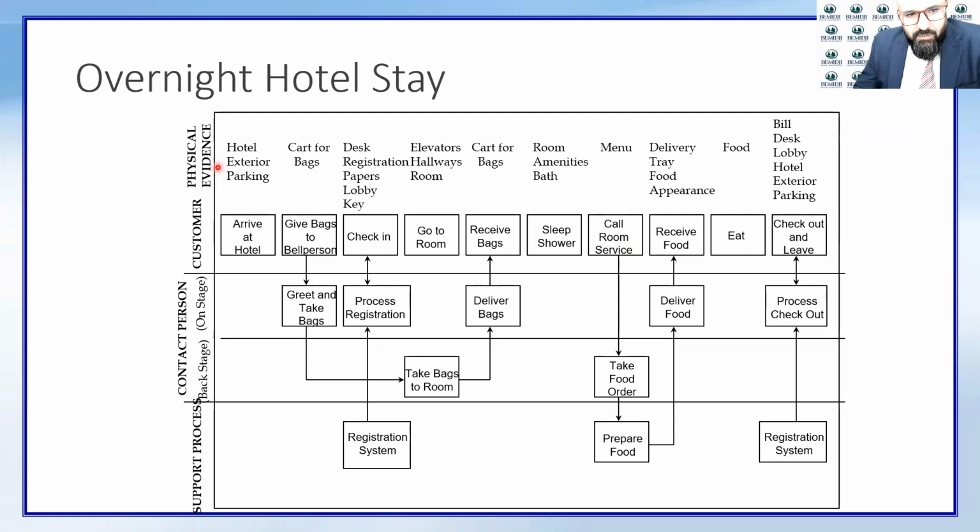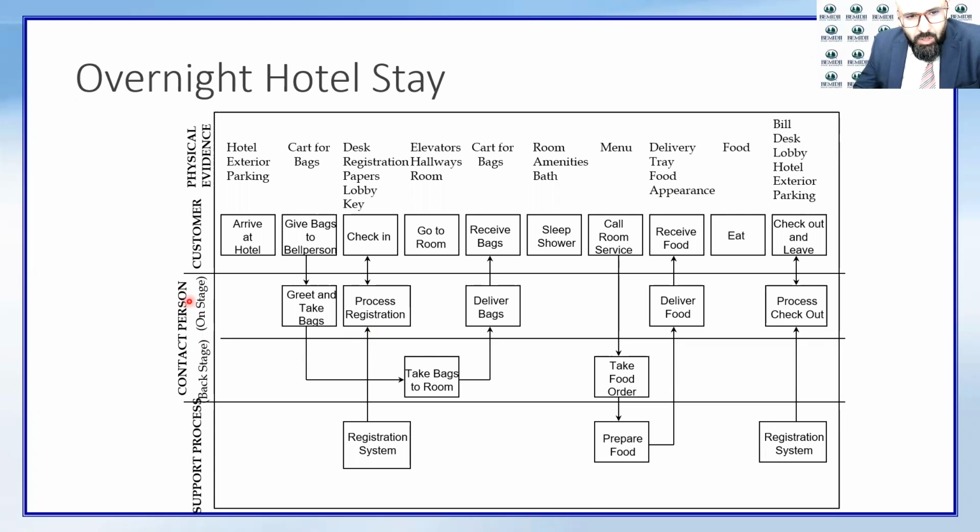Now, what is the physical evidence for that? If we say arriving at a hotel, that would be the parking lot. If we give the bags to the bell person, the physical evidence would be the cart and bags. And then check-in, that would be the desk registration, lobby, key, and so on. So you look into each one of these actions and you put some physical evidence related to that.